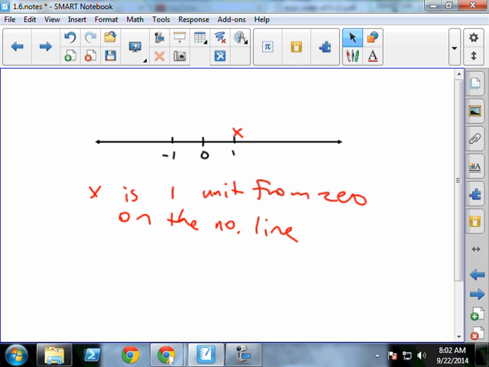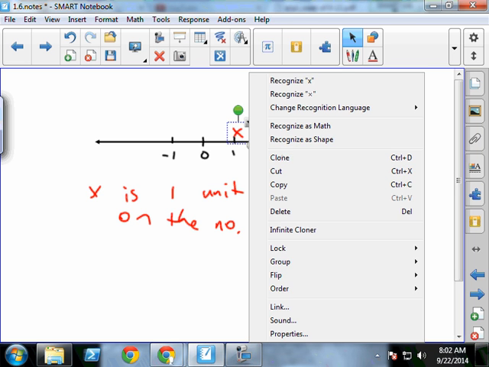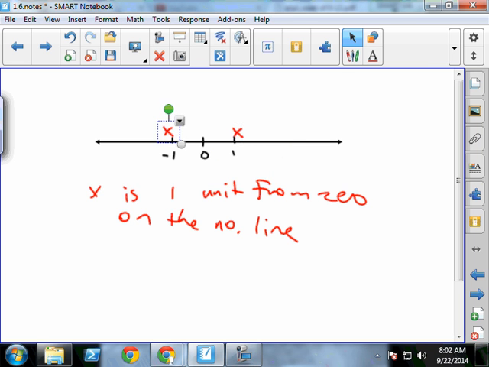It means it could be over there too. What do you mean over there? Well, let me clone this. It means it could be sitting over here too. And that right there is the principle, the idea, the philosophy behind solving absolute value equations.